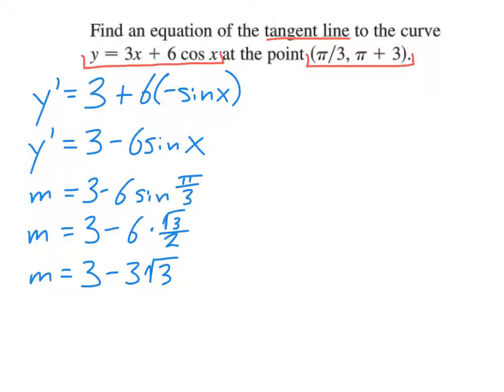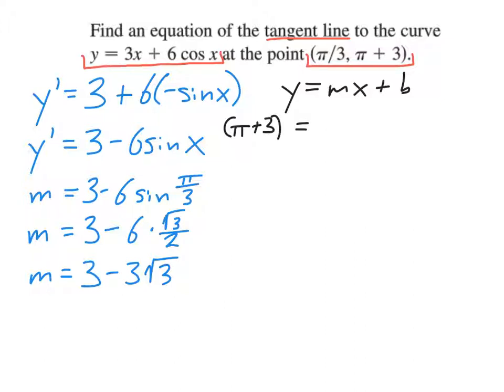All right, so having gone that far, I now know what my slope is. I know what m is. And m is so important because, of course, I'm going to be writing an equation of y equals mx plus b. But I've got to figure out what b is. And so that means that I'm going to take my y value for my point, so that's the pi plus 3, and I plug that in for y.